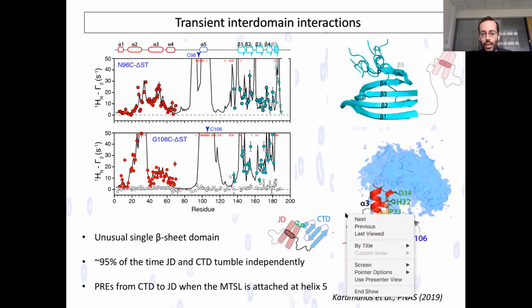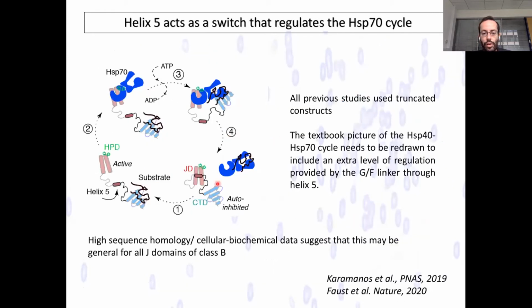So in this paper from 2019, we drew this tentative mechanism where we basically say that the HB40s can exist in an auto-inhibited form, where the helix 5 kind of blocks the binding of HB70. Then this inhibition has to be released for HB70 to come and bind, and then the substrate to get handed over and the cycle is complete.